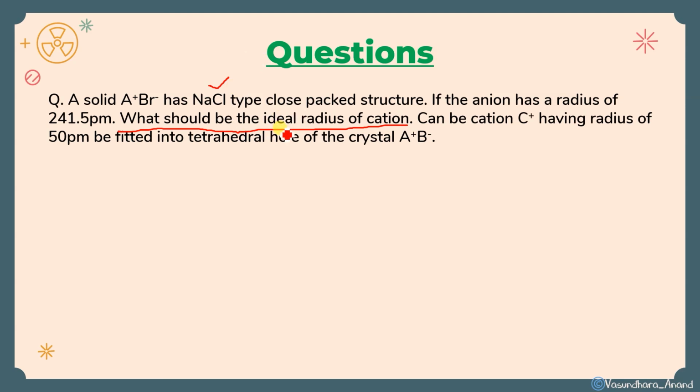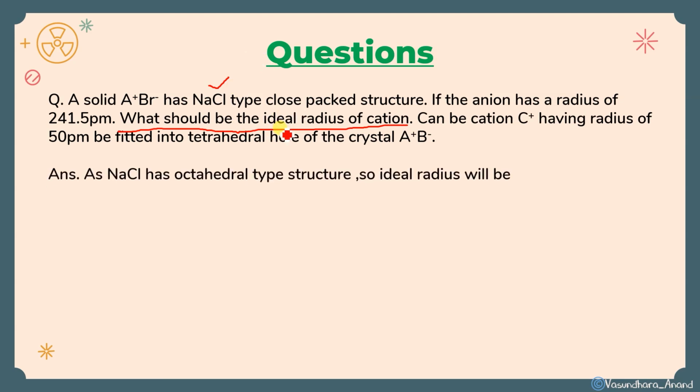Yes, so we know the formula. As NaCl has an octahedral type structure, the ideal radius will be 0.414 into R minus. So put this: R plus is 0.414 multiplied by R minus, which is 241.5. You just do it. I have directly written 0.414 over here. Okay, solve it. 0.414 multiplied by 241.5, you will get this 100 picometer.